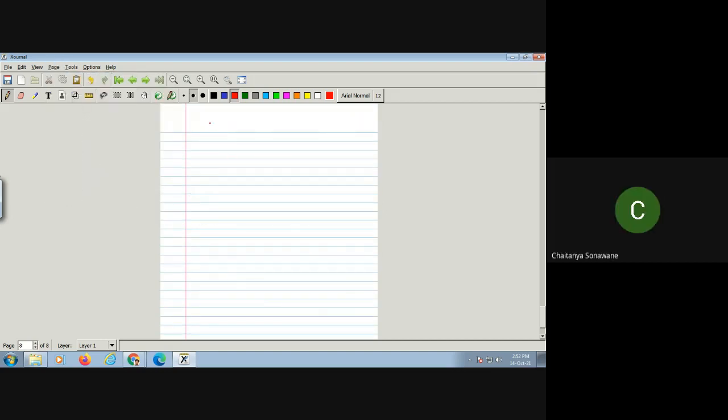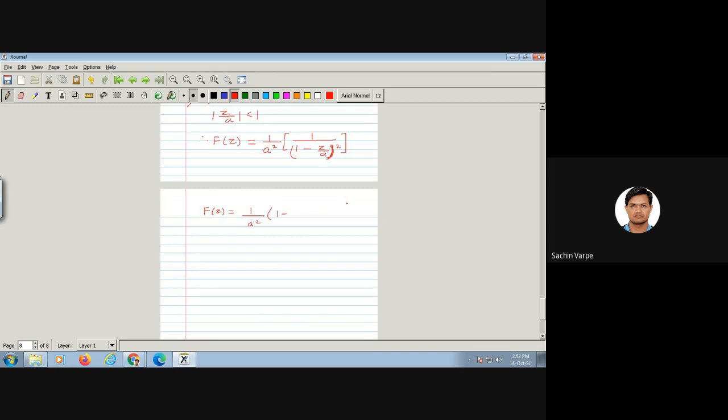Yes, sir. So f of z will be 1 by a square into 1 minus z by a raised to minus 2. Can you expand this? Do you have any formula? Binomial expansion formula we have, right? Everyone knows it. What is the binomial expansion formula? Suppose I have the term 1 plus y to the power n, or 1 plus x to the power n, or a plus b to the power n, then how do I expand it?